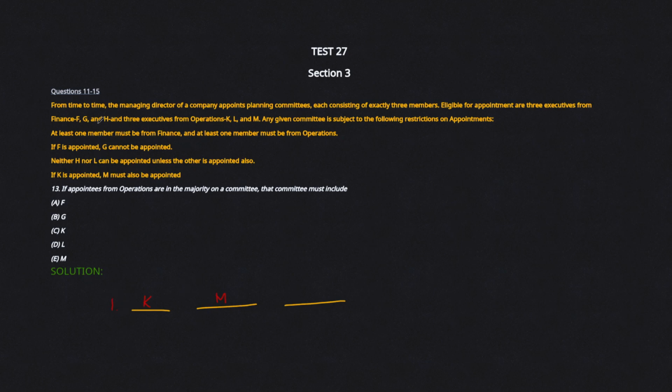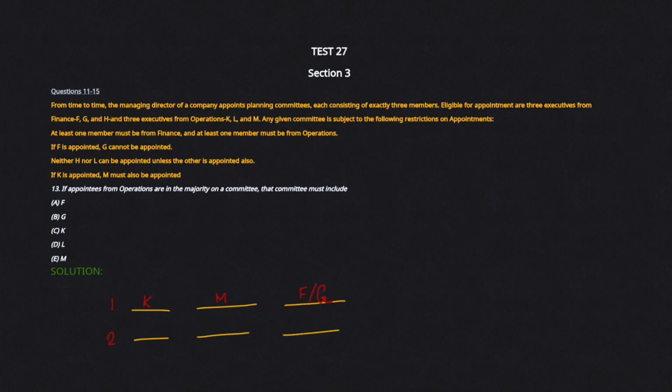We cannot have H for case 1 because if we have H, we also need L, and that's not possible. Sorry, we cannot have H here. We need to have either F or G. Okay, moving on to case 2. Let's go for another.